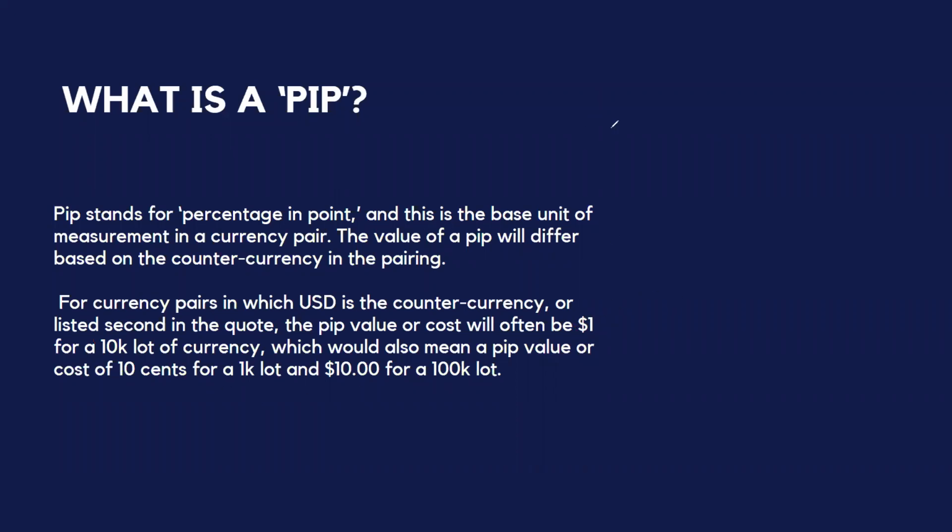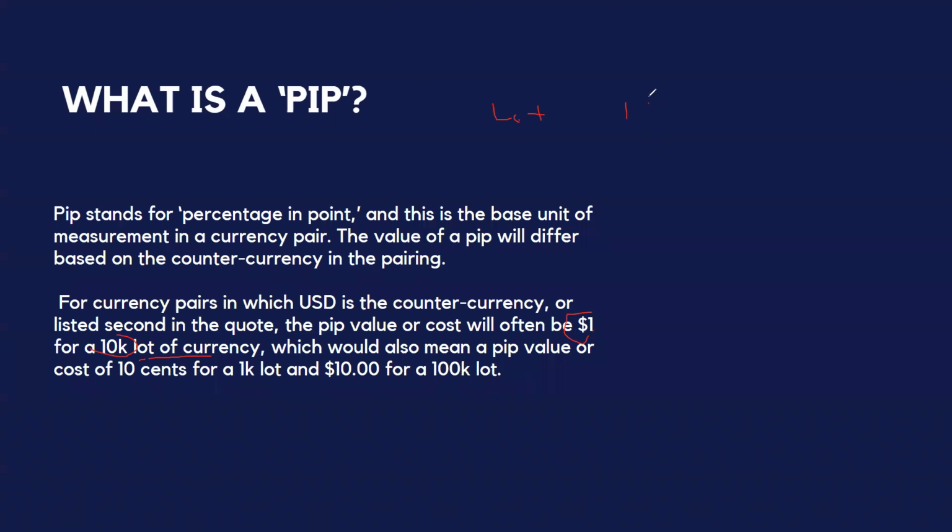So this means that we are not going to be communicating and put maybe a $1. No, we are going to be using a pip and a lot size. So when they say $1 for a 10K account, they are meaning a lot of currency. They are meaning units of currency, all right?